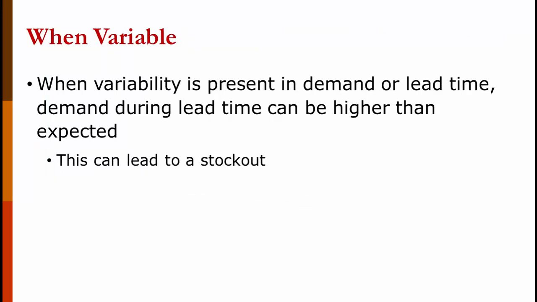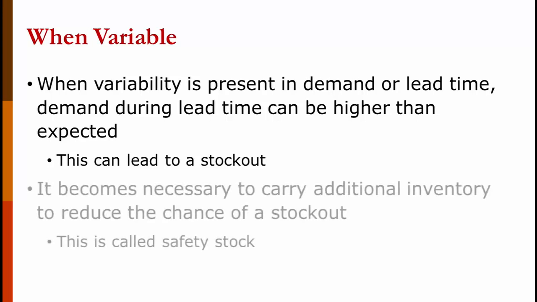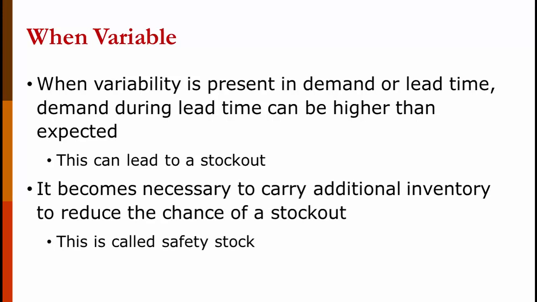When we have variable demand during lead time, or variable lead time, demand during lead time can be higher than we expect. It can also be lower than we expect, but you don't have a stockout when it's lower. In this case, we might want to carry additional inventory to reduce the chances of a stockout, in other words, to increase the service level. As I've mentioned, when we do that, it's called safety stock.